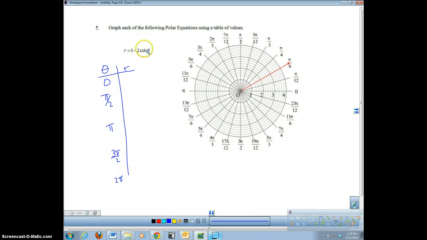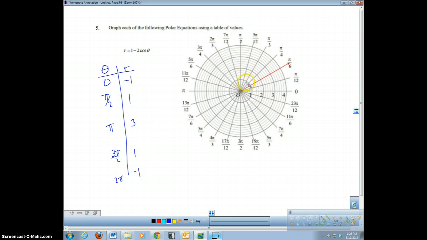I'm going to plug in my value here, and I'm going to get cosine of 0. Cosine of 0 is 1, so I'm going to get negative 1. Pi over 2 is going to give me 0, and 1 minus 0 is 1. Pi is going to give me negative 1, which is going to give me 3 here. 3 pi over 2 is 0, which gives me 1 again. And 2 pi is the same as 0, so there is negative 1.